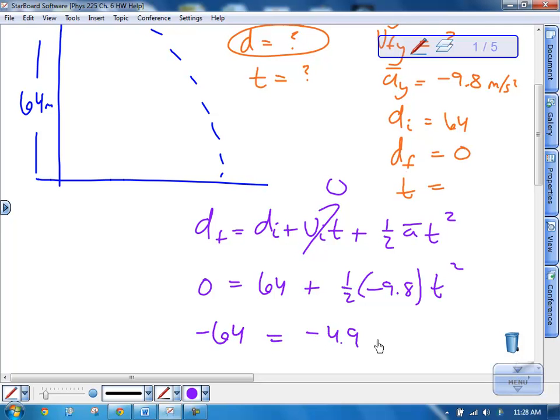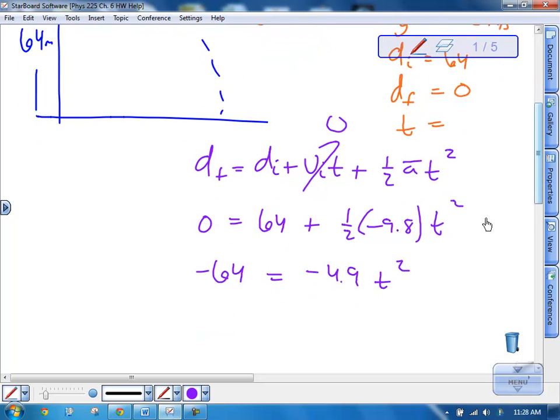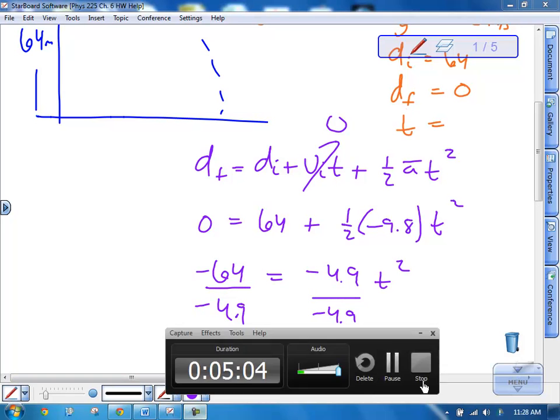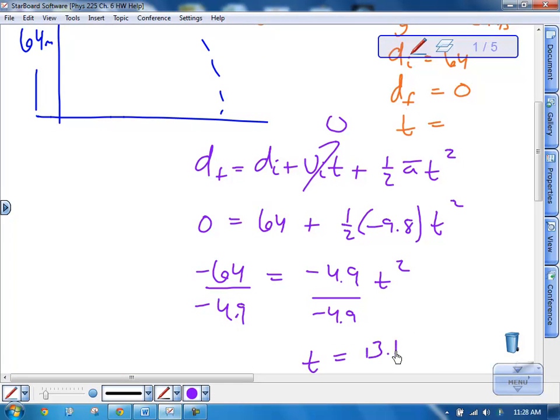We're going to divide by negative 4.9, and take the square root of that answer. Oh, I'm sorry, I forgot to square root it at first. So it's about 3.6 seconds that it's in the air for.